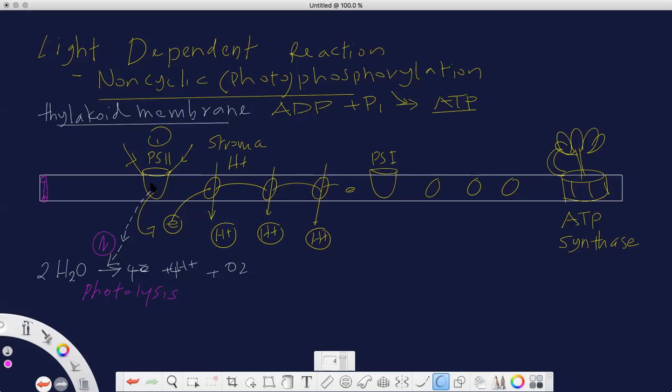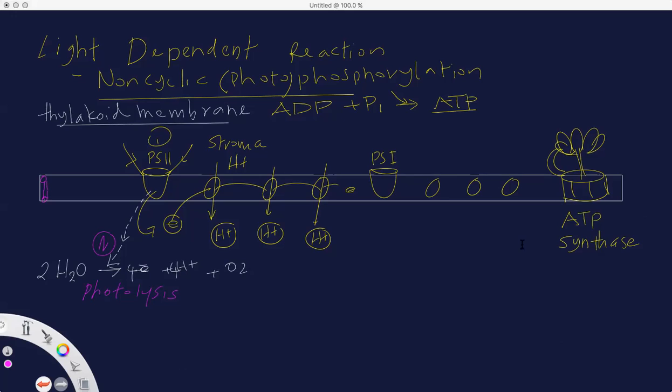This Z protein is activated by the PS2 electron loss, and then two water molecules split to form electrons, hydrogen ions, and oxygen. Right, then the fourth point, the electrons from this reaction are then released to the waiting electron hungry photosystem 2.